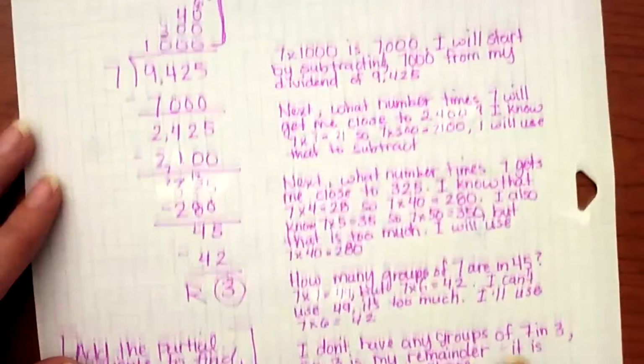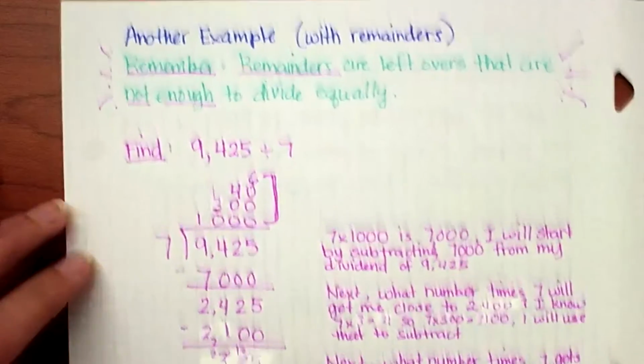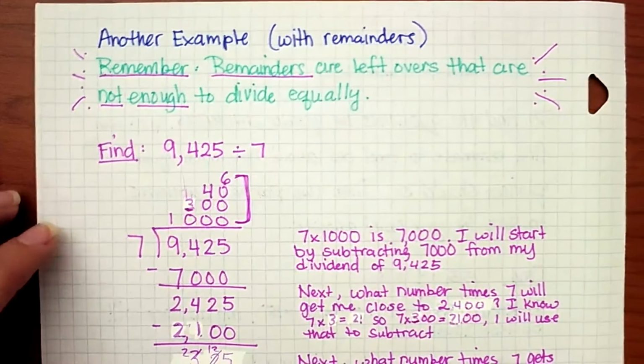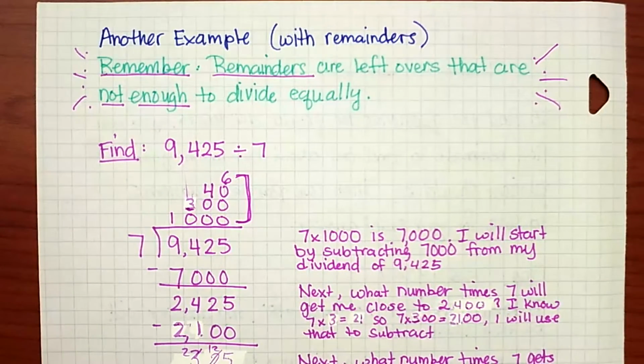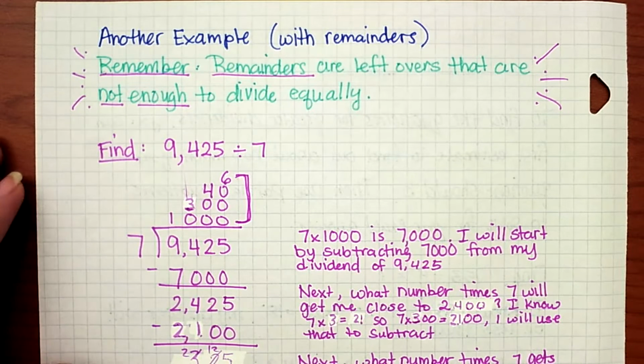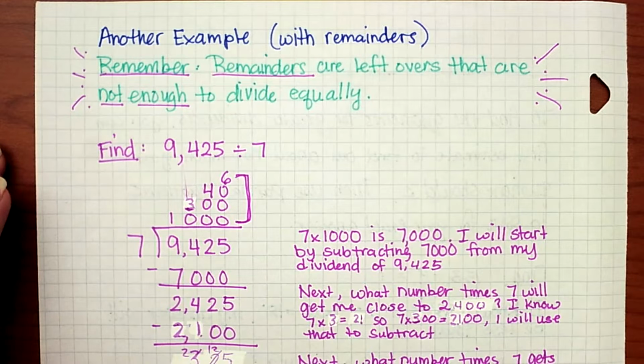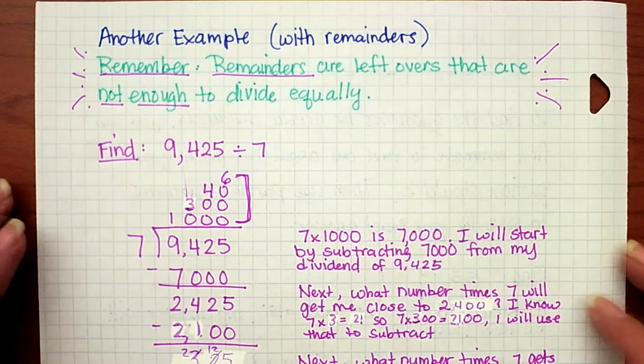So let's go ahead and continue and do another example. I gave you guys a lot of detailed notes on the side to walk you through step by step in case you don't remember how to do this on your own. Now this example does have remainders. Remember, remainders are leftovers that are not enough to divide equally. Your remainder must be less than your divisor. If it is equal to your divisor or greater than your divisor, that means you can continue dividing. You're not done yet.